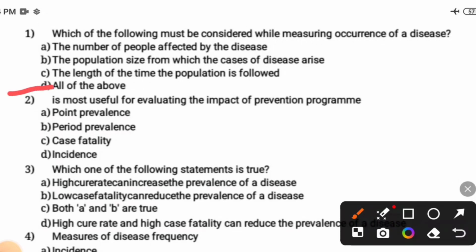Which is most useful for evaluating the impact of a prevention program: point prevalence, period prevalence, case fatality, or incidence? So what is the single best answer here? The answer is incidence.